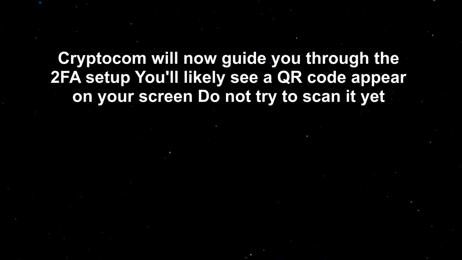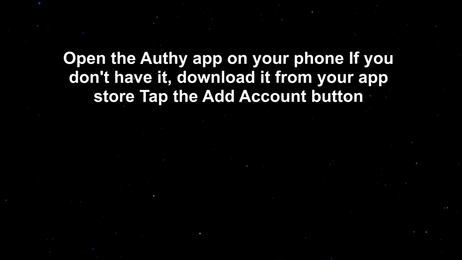You'll likely see a QR code appear on your screen. Do not try to scan it yet. Open the Authy app on your phone. If you don't have it, download it from your app store.